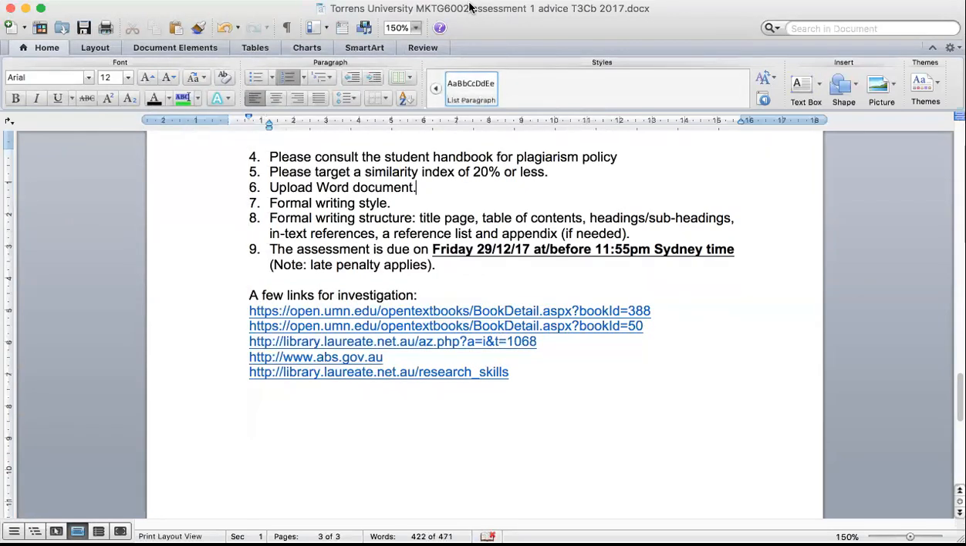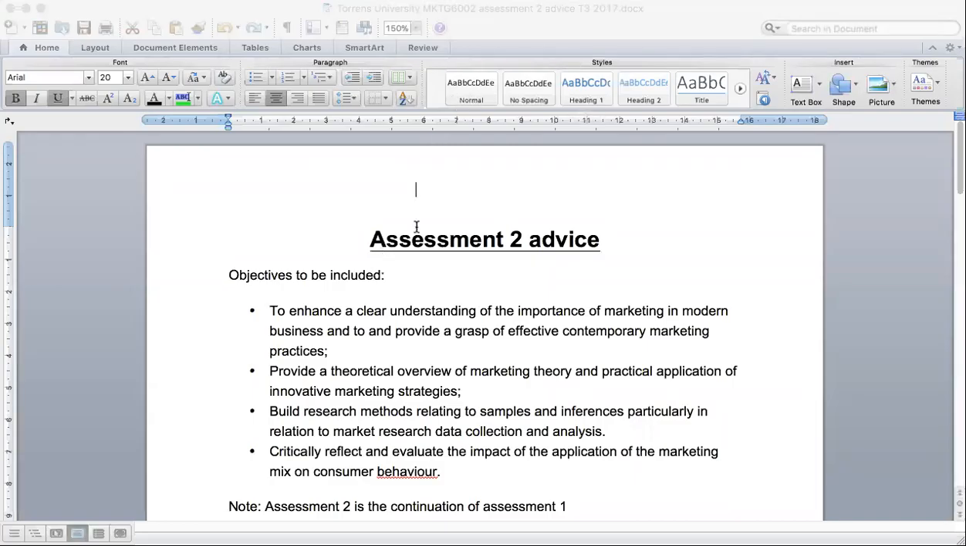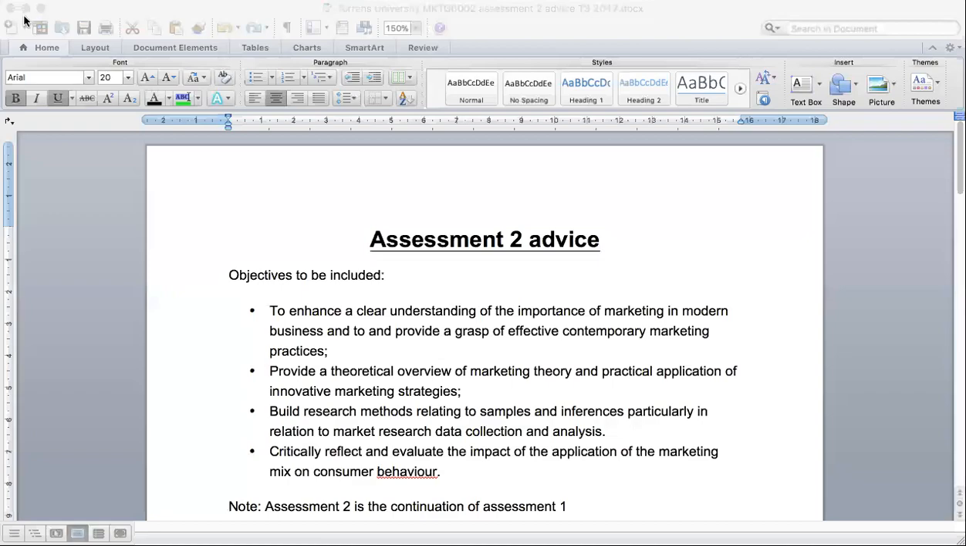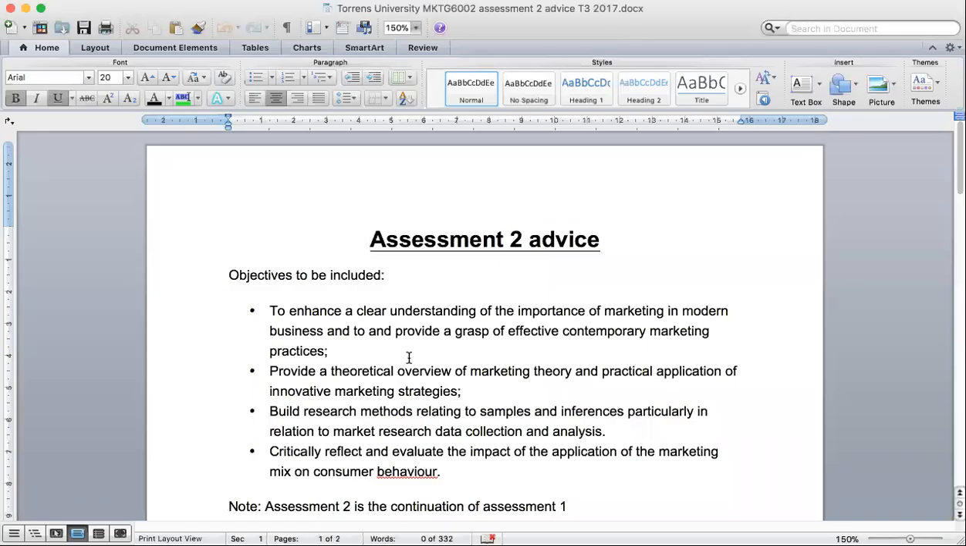Now let's move on to the next one, which is assessment 2. Now I'm going to stop sharing this one, and I'm going to share that one. Oops, back to assessment 1, okay, assessment 2. Now let's look at assessment 2.